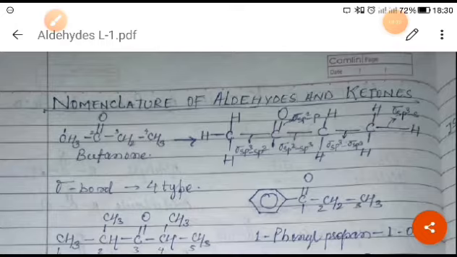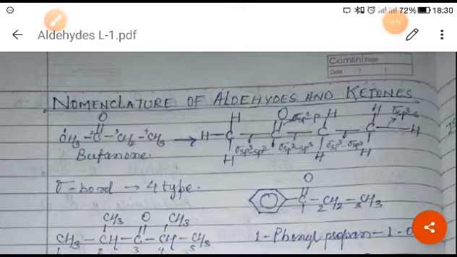And lastly, when the aldehydic group is attached to a ring, the suffix carbaldehyde is added after the full name of the cycloalkane. The numbering of the ring carbon atoms starts from the carbon atom attached to the aldehydic group. So this was about the naming of aldehydes.